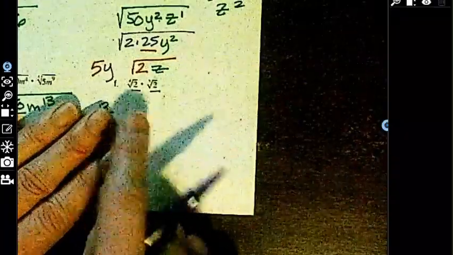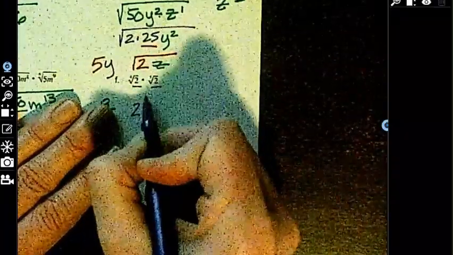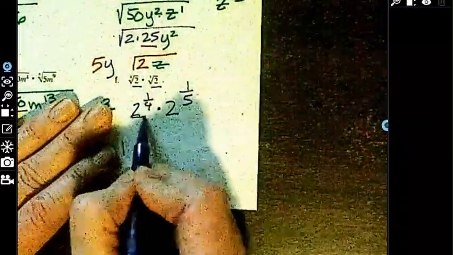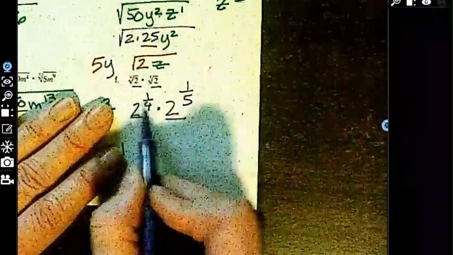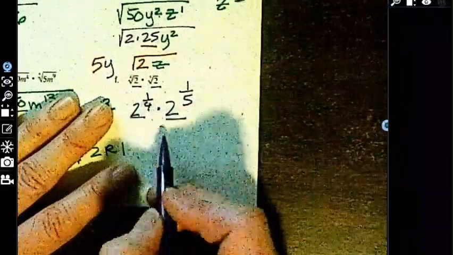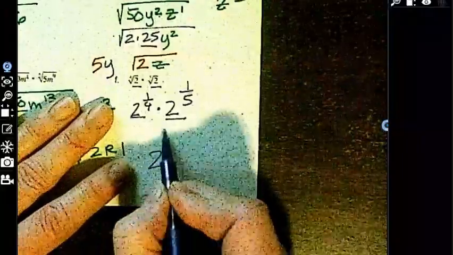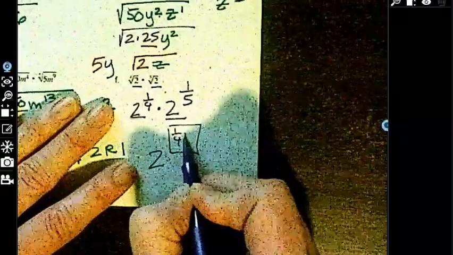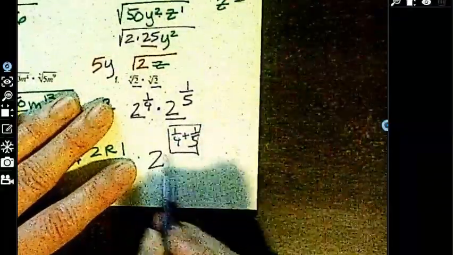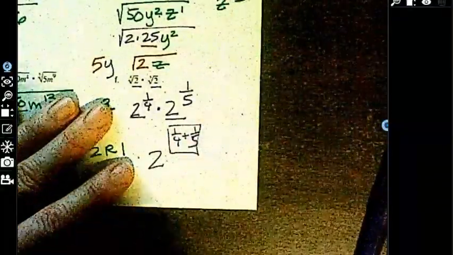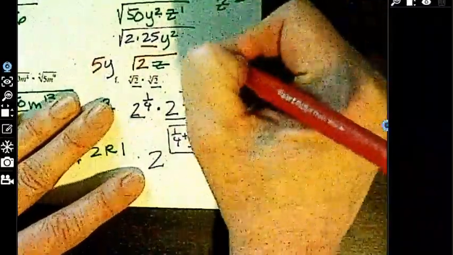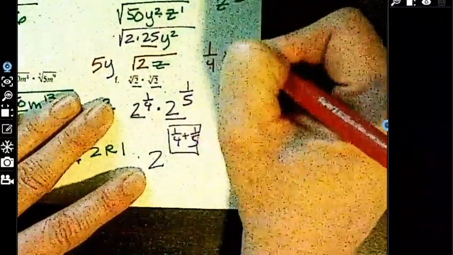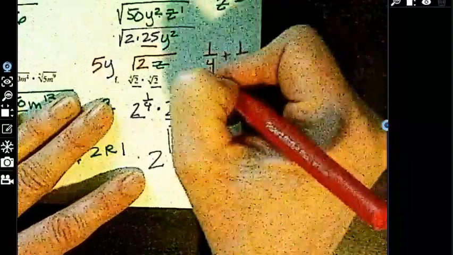So let's write it in its rational form. 2 to the 1/4 times 2 to the 1/5. The radicands are the same, so I can add. So this will become 2 to something. It's going to be 2 to the 1/4 plus 1/5. I have to do that math, right? So off to the side, I say, okay, what is 1/4 plus 1/5? Well, I need to get common denominators.